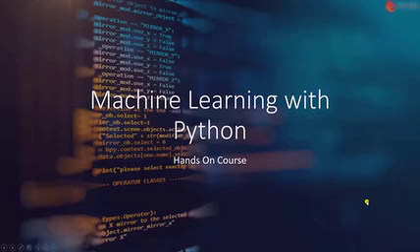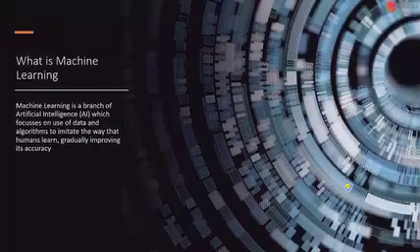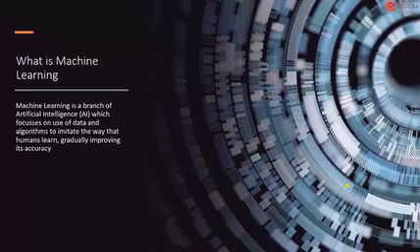Before we begin our hands-on learning journey, let's first understand what exactly machine learning is and how it is different from the traditional programming approach. Machine learning is a branch of AI, which is nothing but artificial intelligence. This branch focuses on data and using algorithms to imitate the way that we humans learn, thereby increasing its accuracy in a gradual manner.